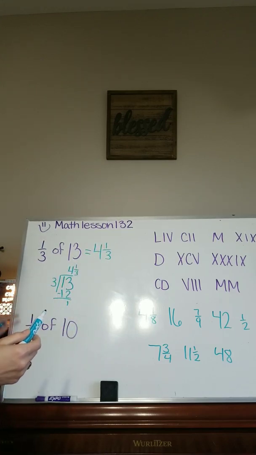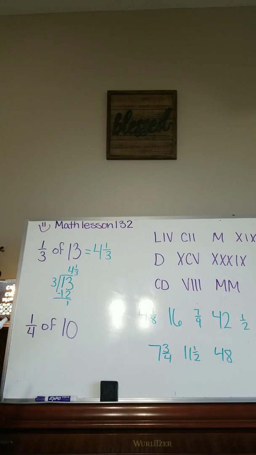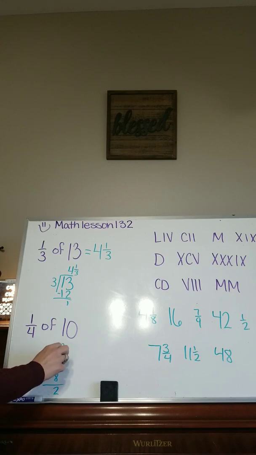Okay? Now, 1/4 of 10. It's not going to work out perfectly, so we're going to do a little division problem below. 10 divided by 4. Could 4 go into 10? How many times? Twice. 4 times 2 is 8, and then 10 minus 8 is 2. Now, 2 over 4 is my remainder, but let me ask you a question.